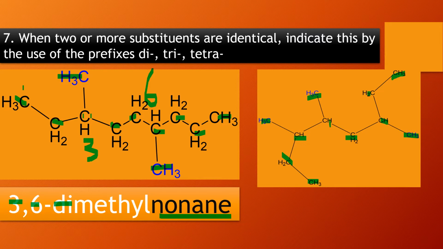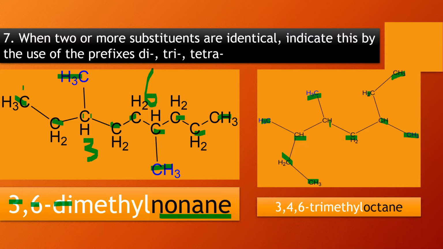3, 4, 6-trimethyl octane. So its name would be 3, 4, 6-trimethyl. Why? Because there are 3 substituents, 3 methyl groups attached to it. So 3, 4, 6-trimethyl octane.